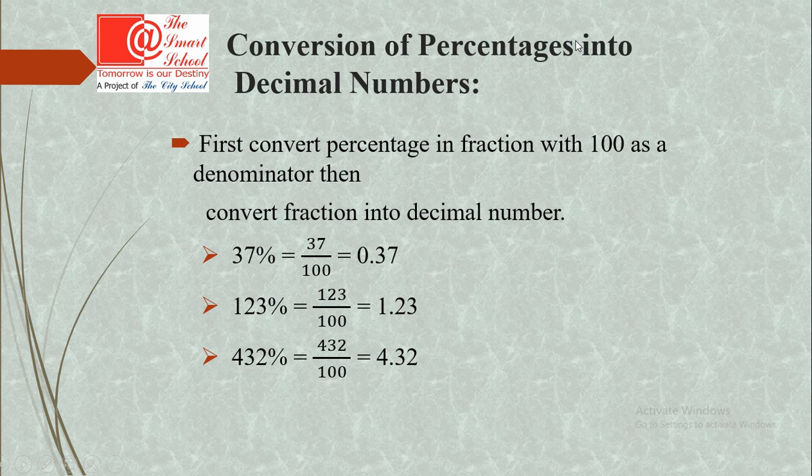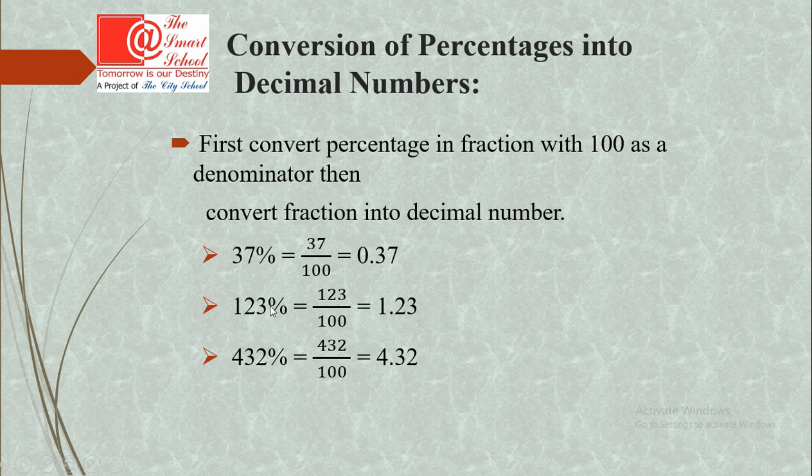Now conversion of percentages into decimal numbers. First convert the percentage into a fraction with 100 as the denominator. You know that the sign of percentage means upon 100 or out of 100. Then convert the fraction into a decimal number. So 37% is equal to 37 over 100, and because there are 2 zeros, the decimal will come after 2 digits. So it is 0.37. So 37% is the same as 0.37 in decimal form.